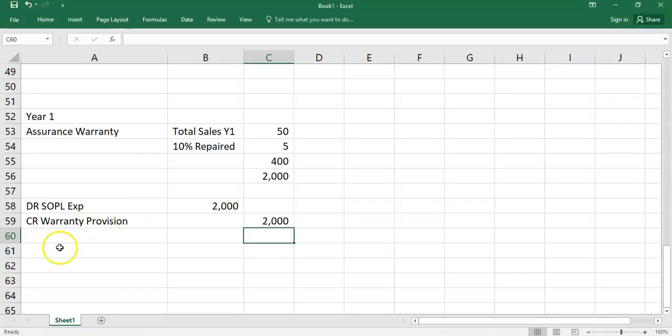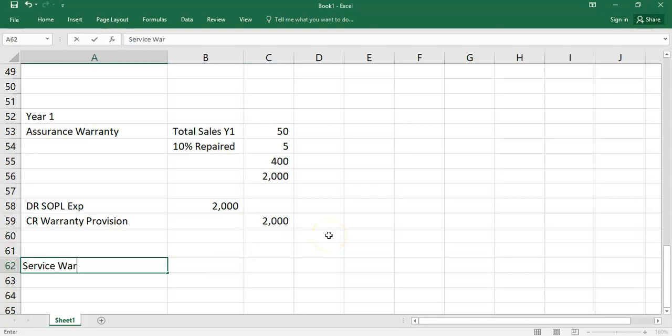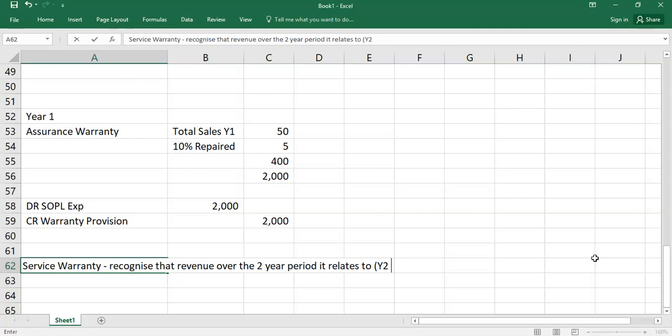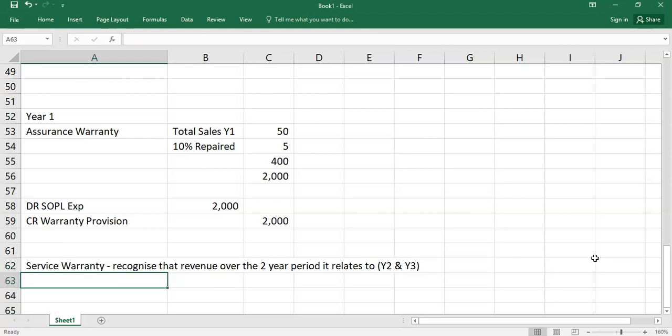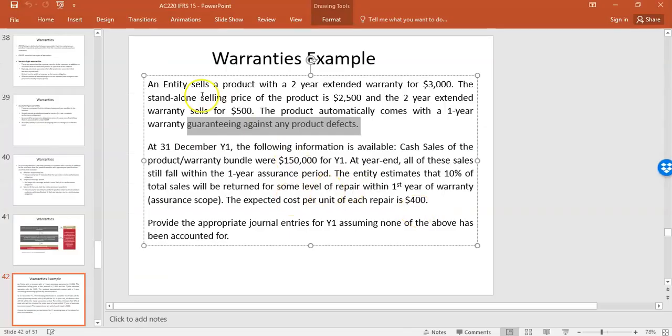For the sales then, the service warranty, you will recognize that revenue over the 2-year period it relates to, which is year 2 and year 3. Because remember, the first year post-sale is the normal warranty. The 2-year extended warranty only kicks in after that. That's why you're paying extra for it.